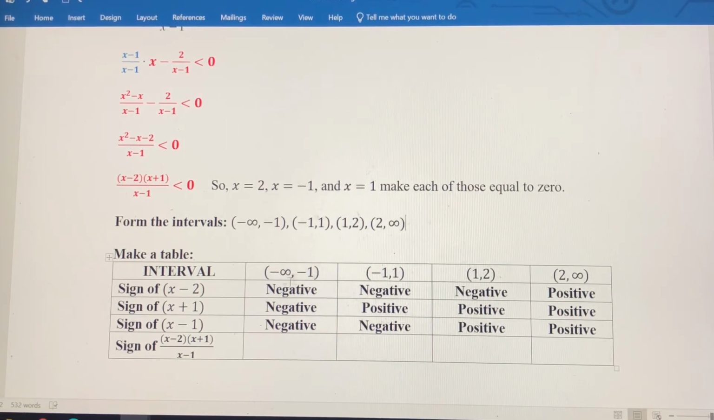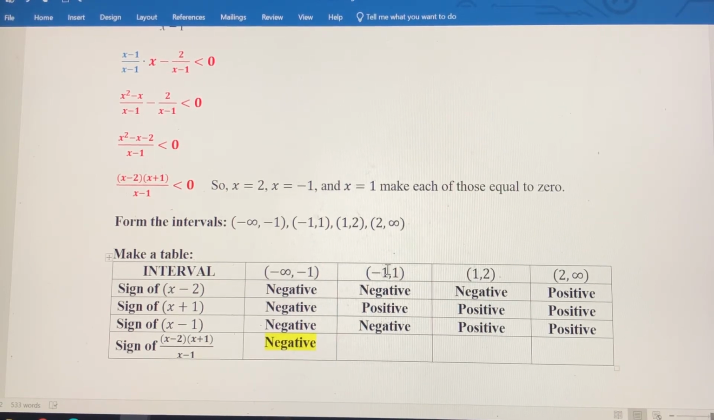Okay? So now we've got everything we need for the entire quotient here, for this entire expression. I've got a negative times a negative divided by a negative. So I've got an odd number of negative signs there, which makes the entire quotient negative. Okay? Let's look back at where we are. That's what I want. I want it to be less than 0. Okay?